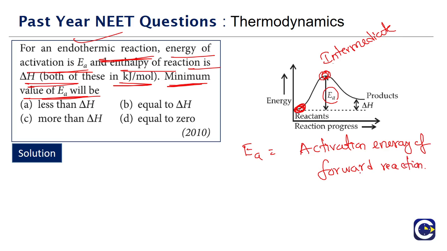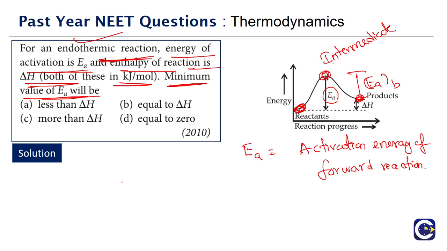In the equilibrium concept, you will have a forward reaction, and similarly you will also have a backward reaction. This is the activation energy of the backward reaction. The backward reaction also will have activation energy, right? It is the difference between the product energy level and the intermediate energy level. That is the activation energy of the backward reaction.